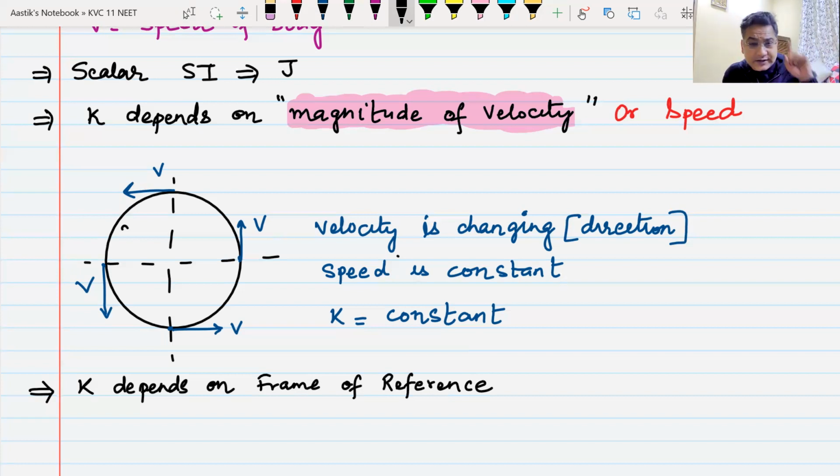Okay, kinetic energy depends on frame of reference. It's a very important aspect. Please remember it. Have you noted it down, everyone?